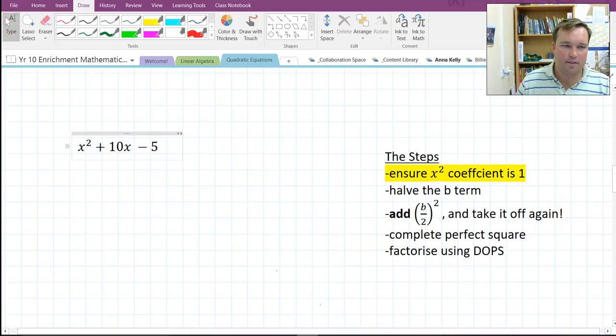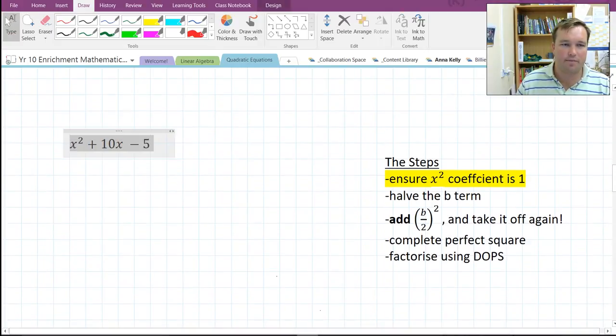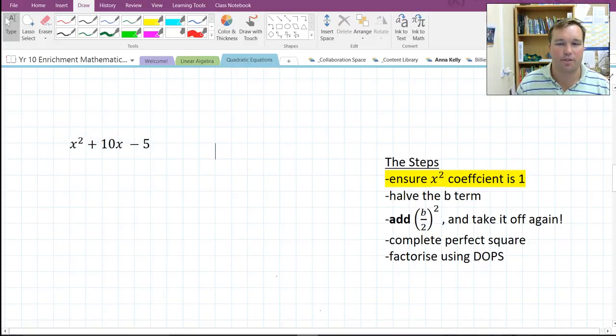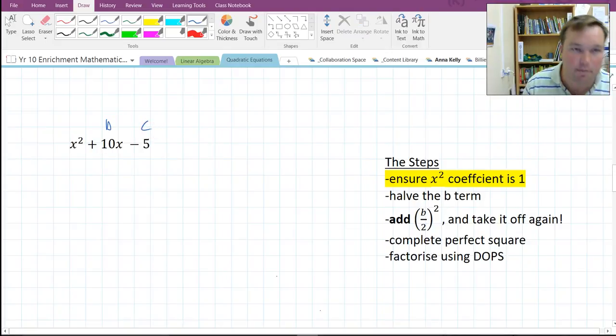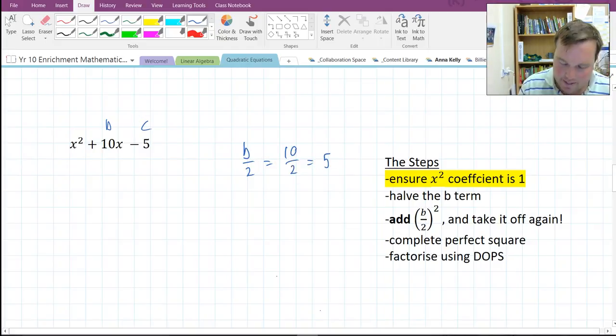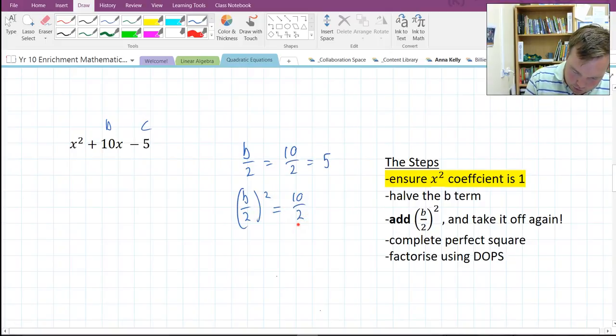Alright, let's do this, completing the square. Firstly, ensure that the x squared coefficient is 1. It is. Good. And I'll show you what to do if it isn't. Halve the b term. So remember that this is b, this is c. Halve the b term. And I normally do this off to one side. So b on 2 is equal to 10 on 2 is equal to 5. Add b on 2 squared and take it off again. Now b on 2 squared is, well, 10 on 2 squared is 25.